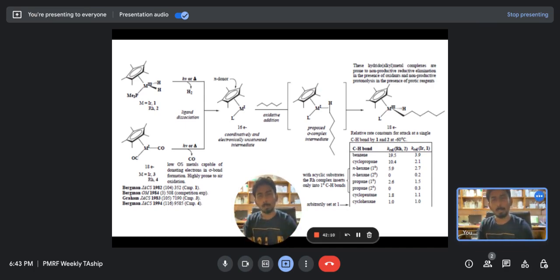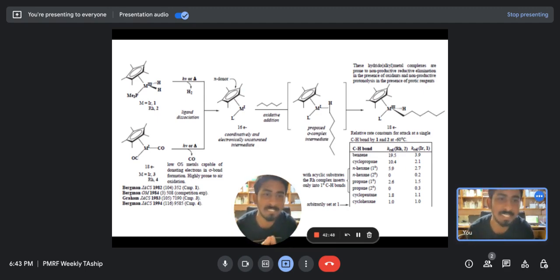Electronically unsaturated, why? Because it's a 16 electron species, which is still prone towards the 18 electron count. The Cp star is blocking three coordination sites of the metal, and the other ligand occupies one coordination site, so only four coordination sites are blocked but two are still vacant. That's why this intermediate is quite unstable, because it is coordinatively and electronically unsaturated. Now we put this hexane molecule here. This C-H bond interacts with the metal center. This is a proposed sigma complex intermediate.